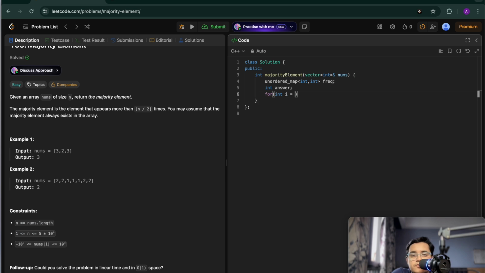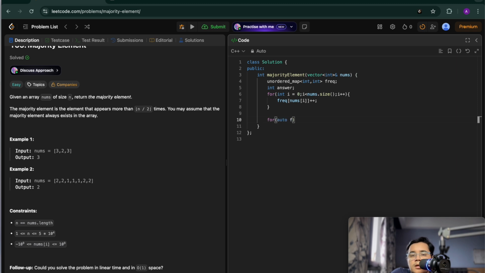We're going to traverse through nums, so i is equal to 0, i is less than nums.size(), then i++, simple as that. And then we are going to do frequency of nums of i plus plus. So we have created our unordered map and we have populated it. Now we just have to go through it once and find out the required answer.